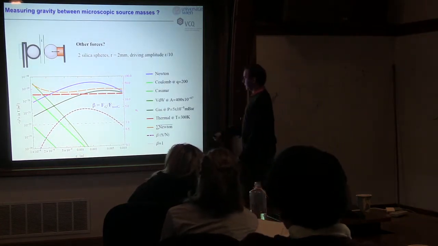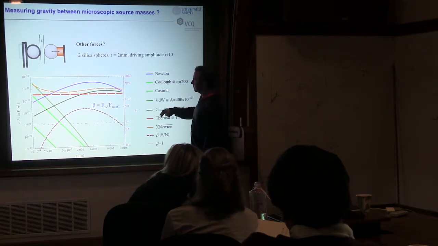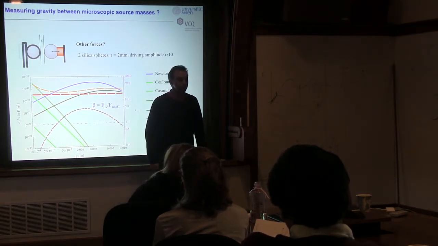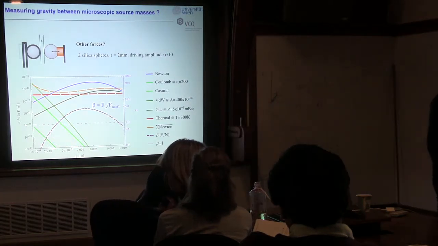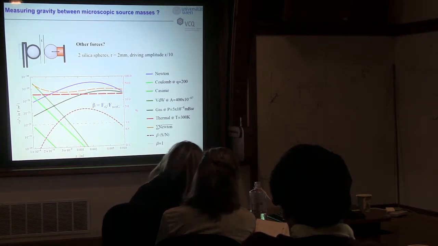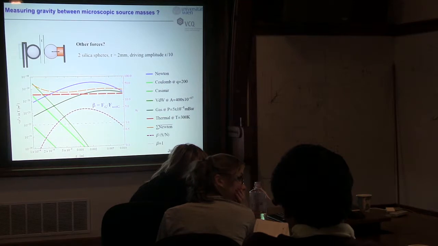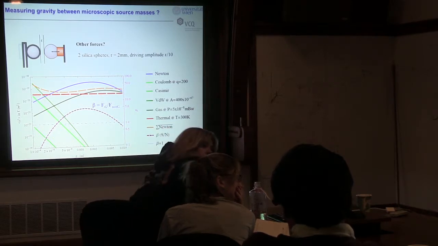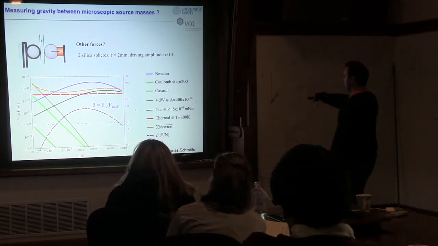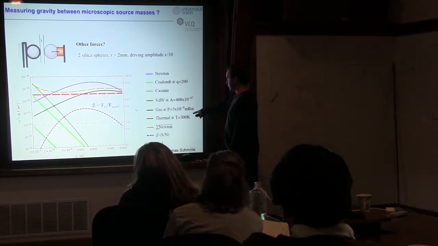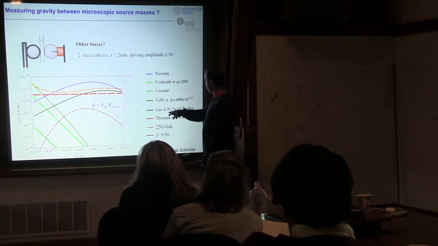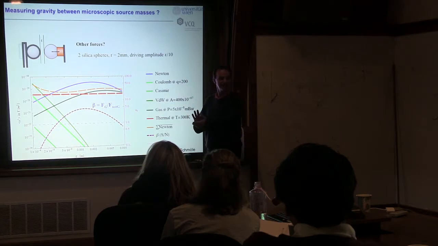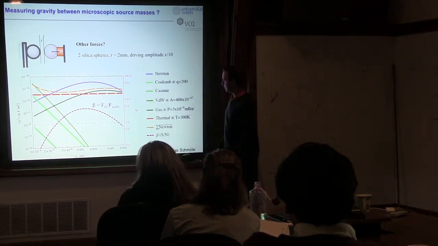What else do we have? You see, Casimir, van der Waals, and so on. These are all forces at short distances. Here we are talking about millimeter level distances. These forces do not play a role. And you need to have a sufficiently small rest gas environment.